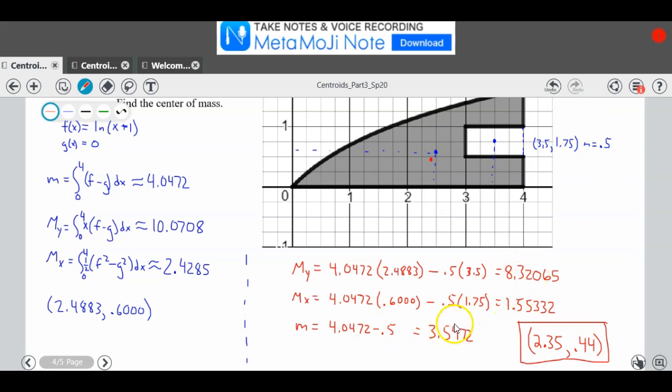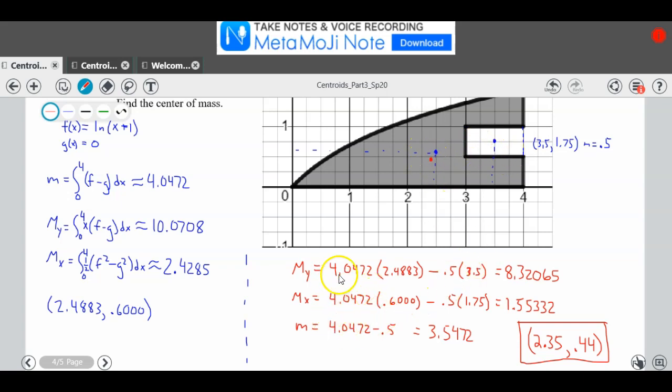Dividing out the my and the mx by m, we get this 2.35 and 0.44, which is about right here, which if you think about it makes at least a little bit of sense. I have this area I'm taking out, which has a bunch above this point, so that's going to lower the center of mass, and it is going to shift it left a bit, just because this hole is now removed, so I have more mass on the left side. It's going to drag the center of mass that way. Again, it's not a huge distance away, so it's not moving a ton, but it does move a little bit.